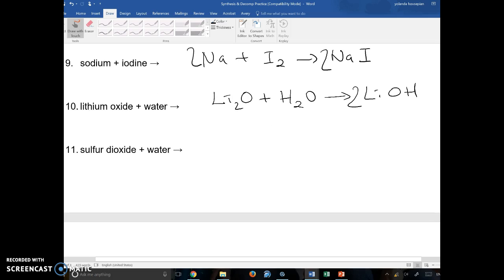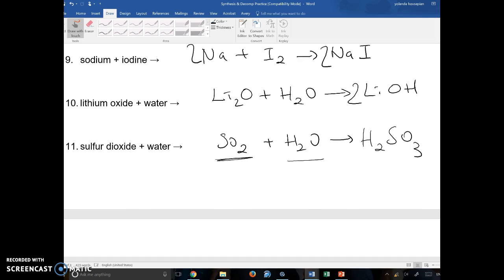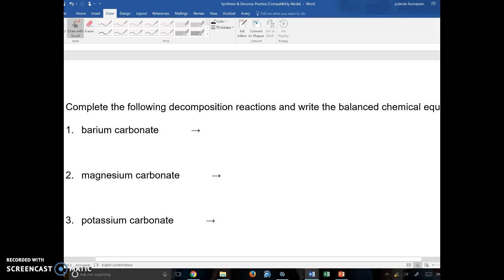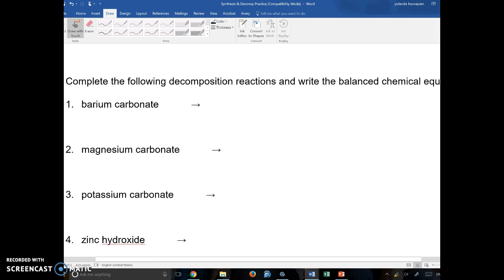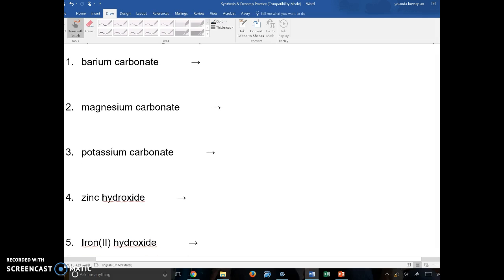Sulfur dioxide, that's SO2. Water, H2O. With something like this where you know that there are no metals involved, so you have a gas, a molecular compound. This is acid formation with water, so you're going to get H2SO3. Okay? So that's synthesis. Now we move on to decomposition. During decomposition, you're going to take these compounds and decompose them. So you'll do that first before you come back to watch the third set of these videos.